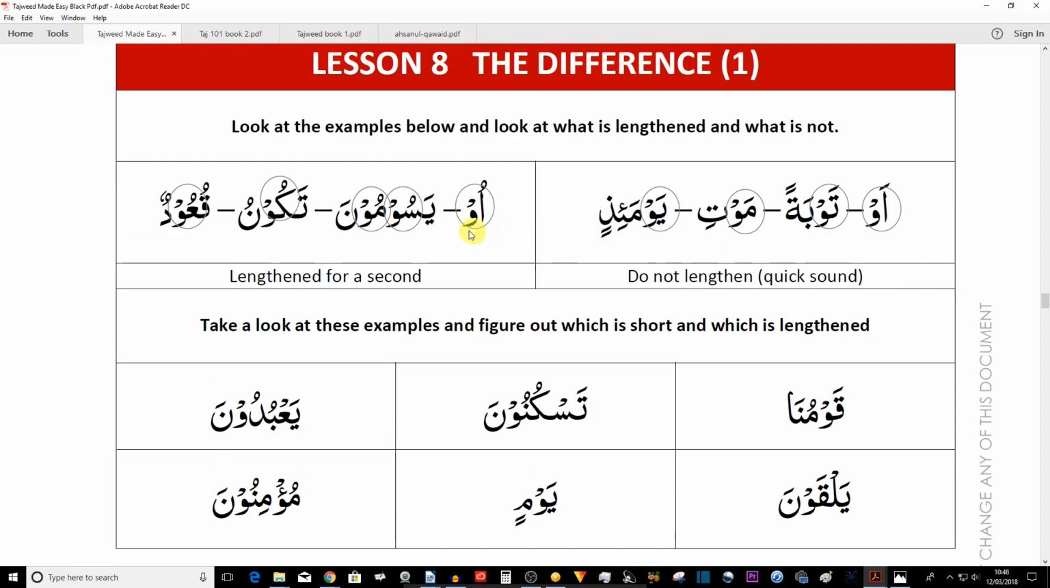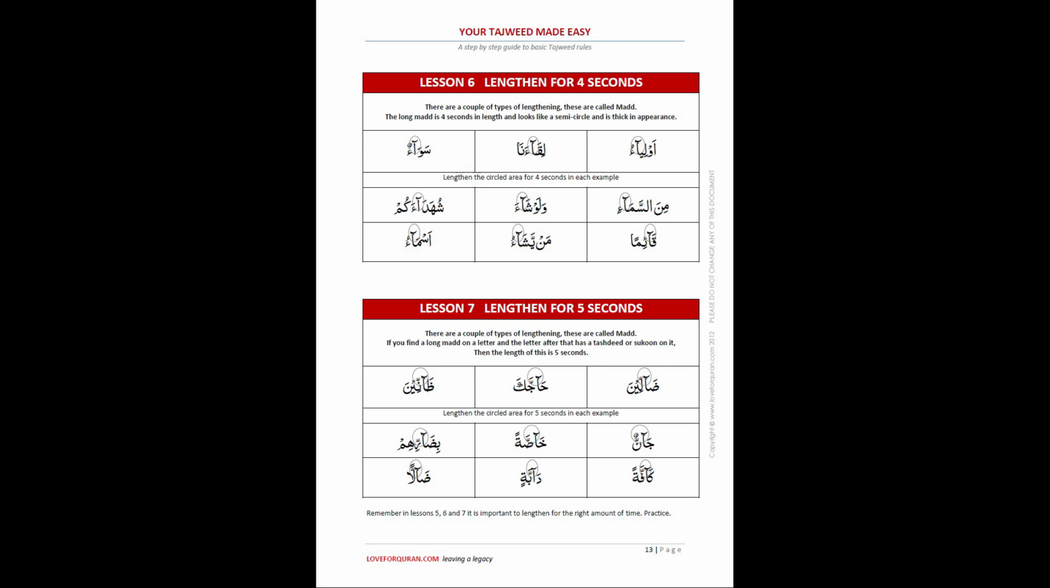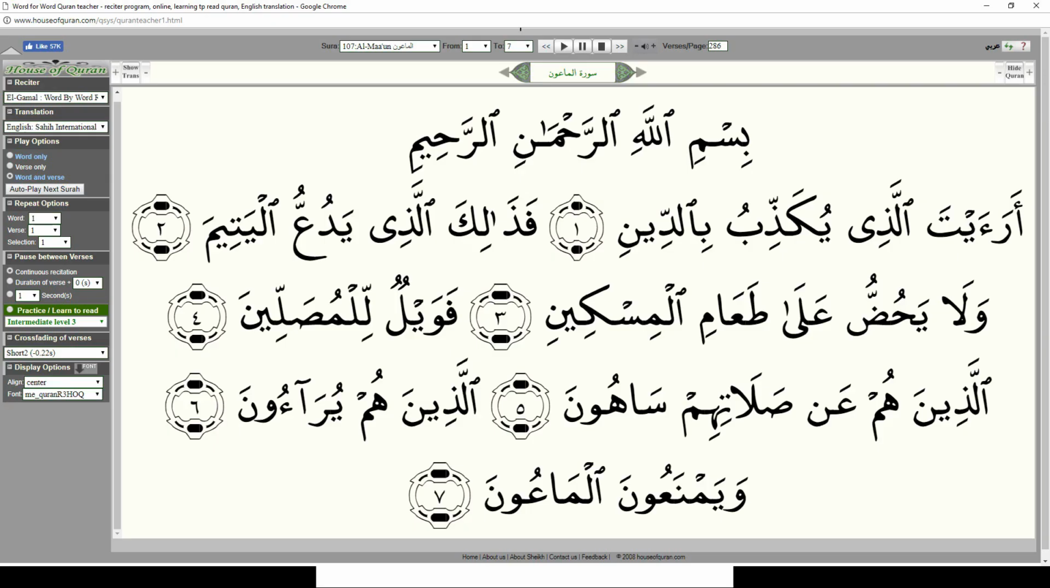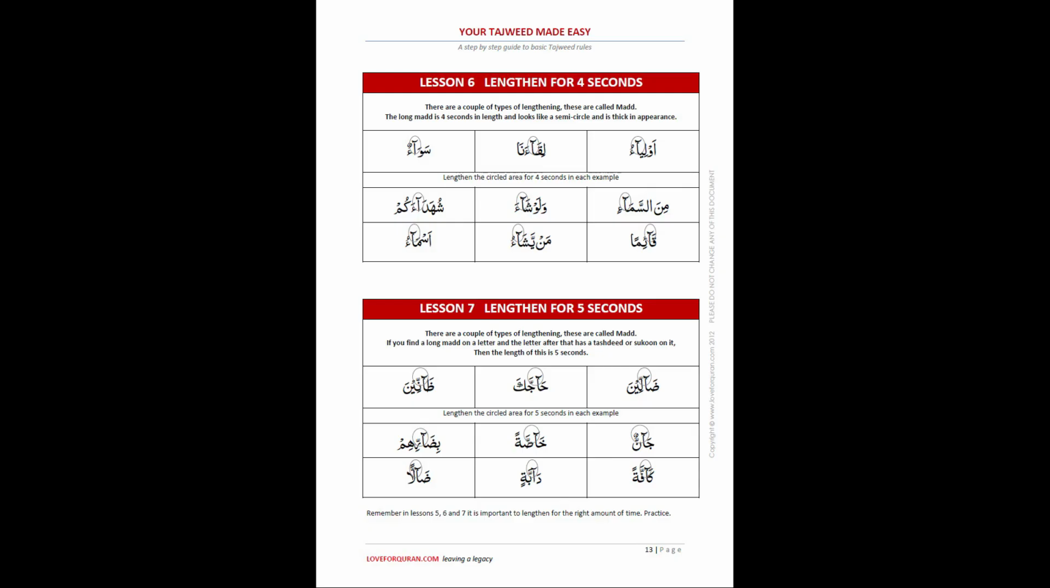In contrast, where you have a mad asli, you stretch this for 2 beats and you need to make the difference between the two. So inshallah, our next lesson 8, we will cover the rule of mad part 2, which in our PDF is lesson 6 on page 13. And the surah to cover will be surah number 107, Surah Al-Ma'un. Okay, so that's the end of today's lesson.